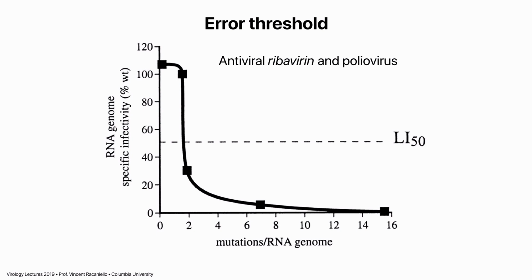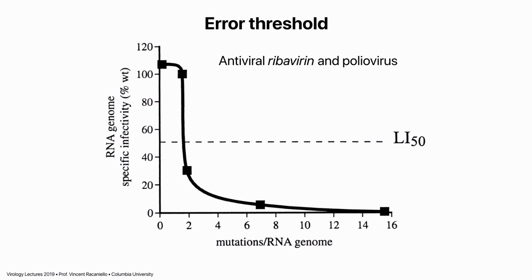We put 1 mutation in all the way up there, and there's not much of an effect. And then we put 2 mutations in, and now we've gone down to 30% of our infectivity, just by 2 mutations per genome. It doesn't have to be in any particular place, just on average. And then 7 mutations, we're almost at 0, and 15 mutations, we've lost all of our infectivity. So you can only increase the number of mutations 2 or 3 times above wild type before you start to lose infectivity. You're exceeding the error threshold.